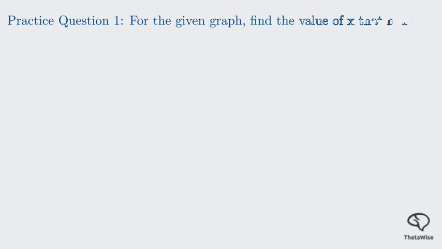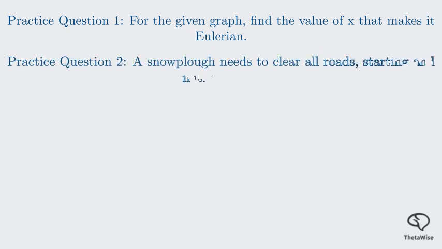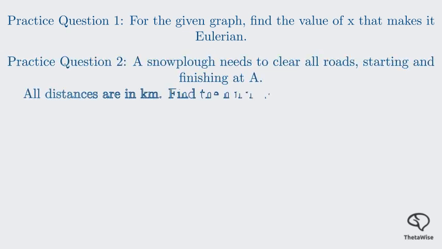Now let's test your understanding with some IB-style practice questions. Work through them on your own, then come back for the fully worked solutions. Question 1 asks you to find the value of x that makes a graph Eulerian. Remember the key property of Eulerian graphs. Question 2 is a classic Chinese postman problem. Calculate the total degrees, find the odd vertices, and determine the shortest path between them.